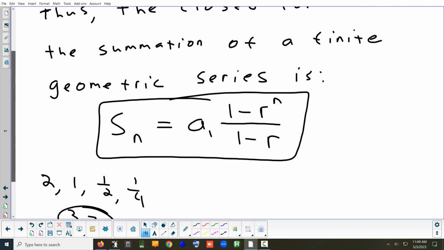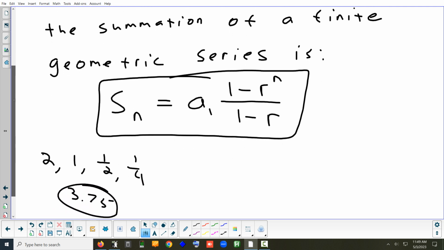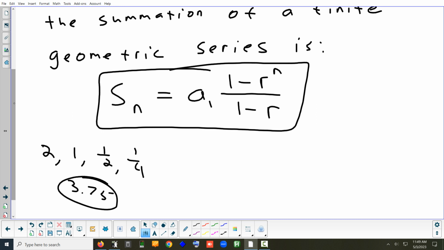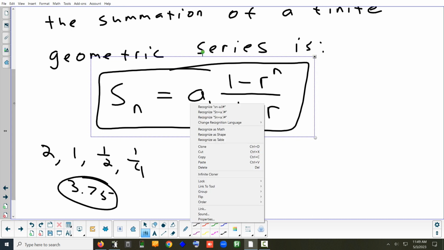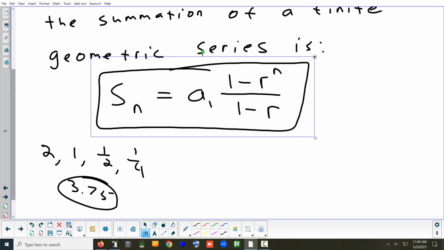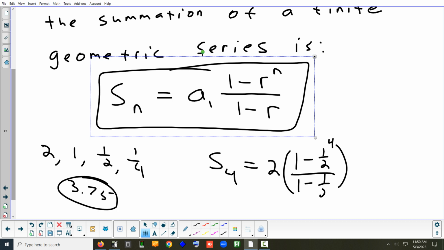This is a formula for adding up the sum of the first n terms in a geometric sequence. You have to know 3 things. What's the first term? What's the common ratio? How many terms do you want to add up? Well, how many terms did we add up in that sequence? We added up 4 terms. What was the first one? 2. And what's the common ratio? We're multiplying by 1/2 each time. And then that's all over 1 minus 1/2.